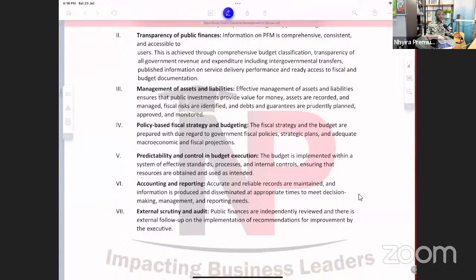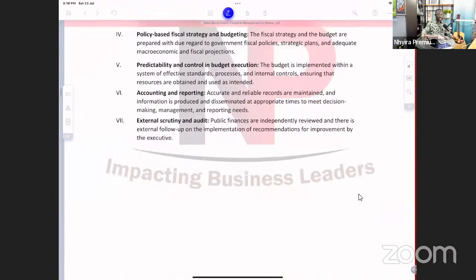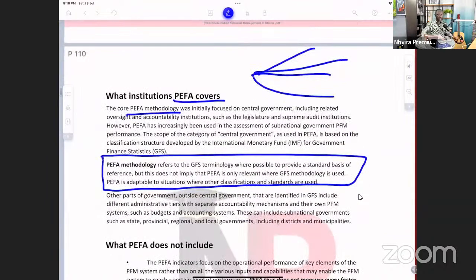Only that, whilst we're going to be using these pillars to measure the efficiency of the public financial management system, there has to be a reference against which we will use it to determine whether it is good or not good. That reference is what is established as the PEFA methodology.